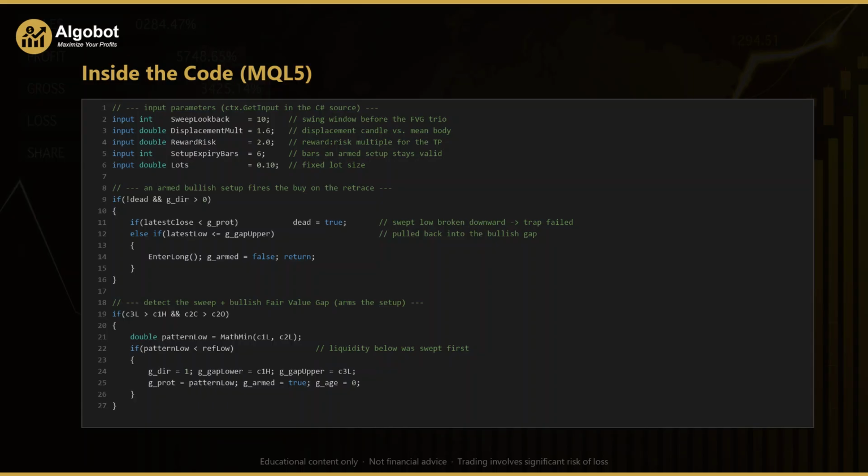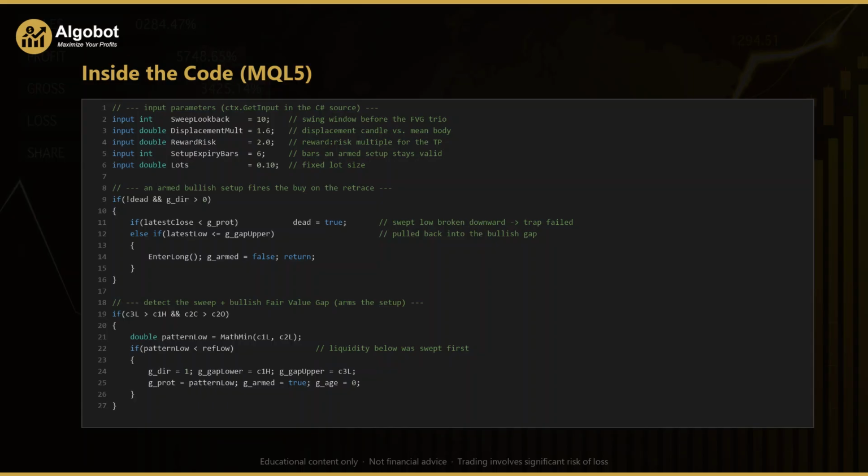Let's read through the actual MetaEditor code on screen. At the top are the input parameters that you, the user, can tune in the strategy tester. SweepLookback sets how many bars back the EA scans to define the swing high and low, so a larger value demands a deeper, more significant level to be swept. DisplacementMultiple controls how explosive the middle candle must be relative to the recent average body. Raise it and you demand stronger, rarer displacement. Lower it and signals become more frequent but looser.